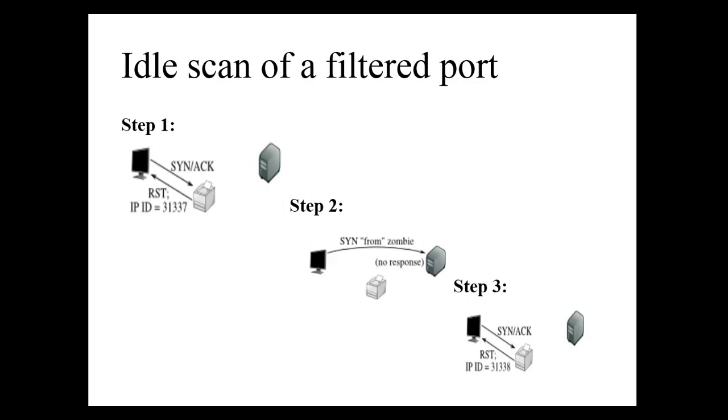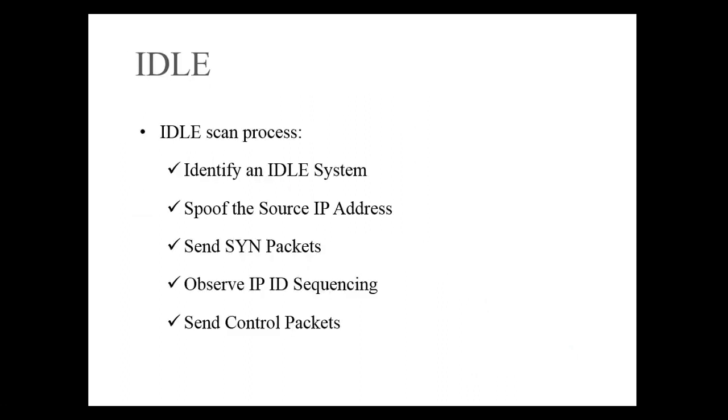An idle scan consists of three steps that are repeated for each port. First one, probe the zombie's IP ID and record it. Second one, forge a synchronize packet from the zombie and send it to the desired port on the target. Depending on the port state, the target's reaction may or may not cause the zombie's IP ID to be incremented.